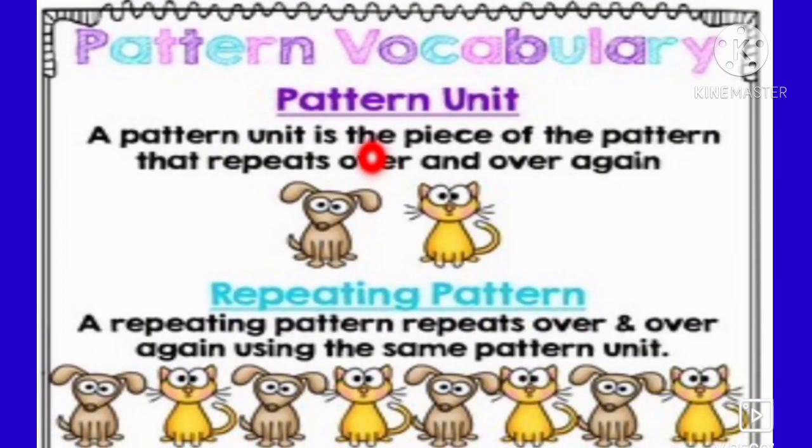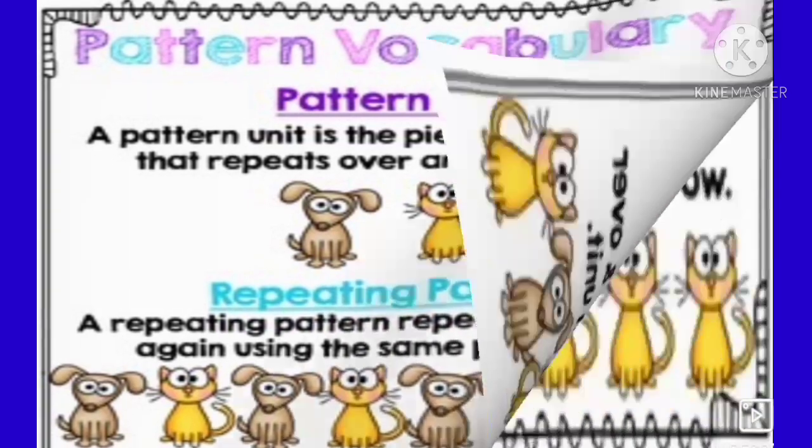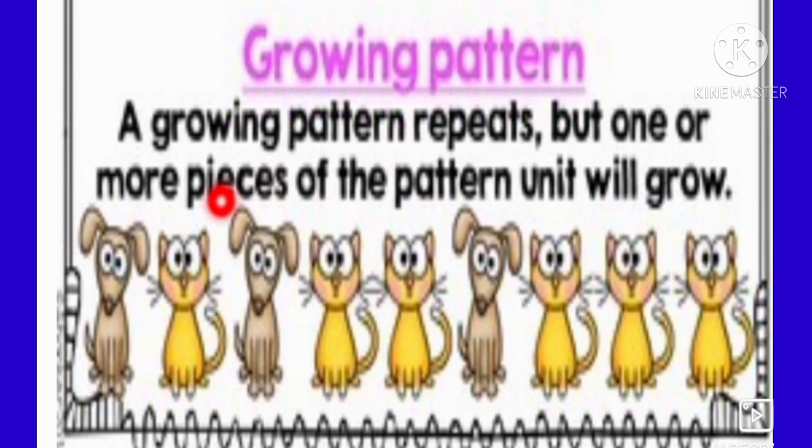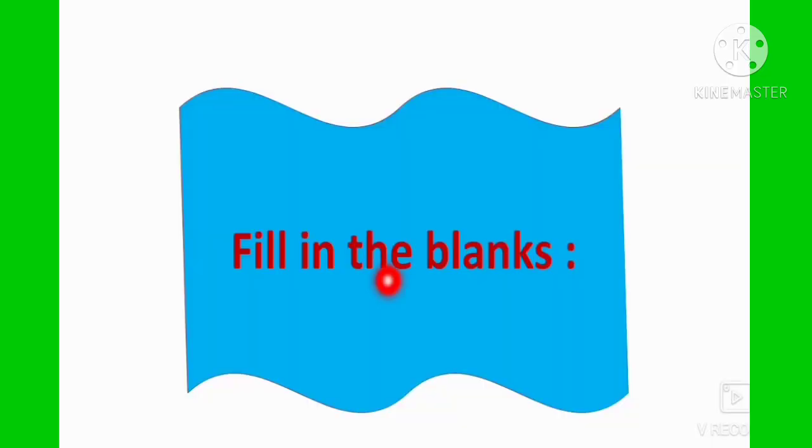Now, let us see the pattern vocabulary. Pattern unit: a pattern unit is the piece of the pattern that repeats over and over again. Repeating pattern: a repeating pattern repeats over and over again using the same pattern unit. Growing pattern: a growing pattern repeats, but one or more pieces of the pattern unit will grow. Shall we play with patterns? Yes. Fill in the blanks.